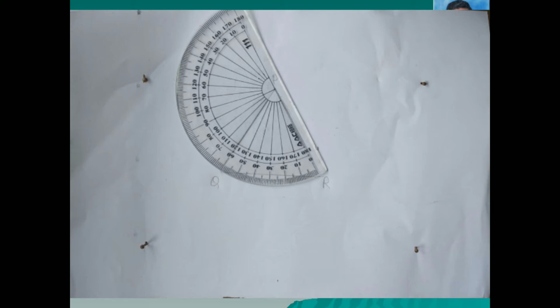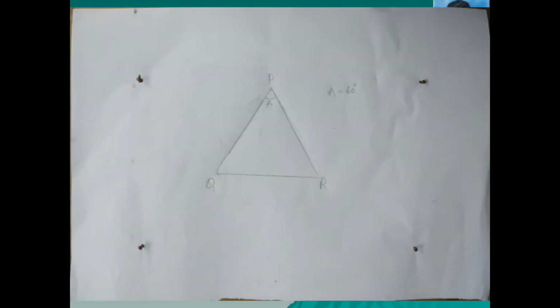Measure the angle between PQ and PR. This is angle of prism. It is denoted by capital A. Here we get capital A equals 60 degrees.